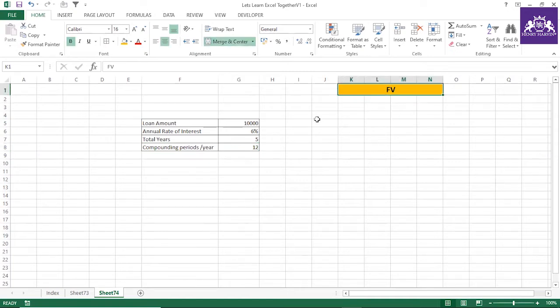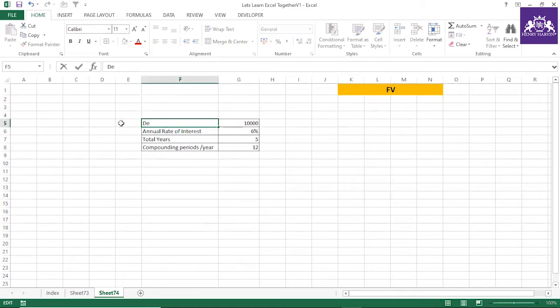FV means what? Future value. We have to find out that deposit amount, guys. So deposit amount 10,000 we are going to deposit, and 6% annual interest, total years 5. So how much will I get after 5 years? So let's get started. FV is the future value. What is rate? Of course, this is the rate, divided by 12. Now NPER. What is NPER, guys? Of course, it is 60. 5 multiplied by 12.